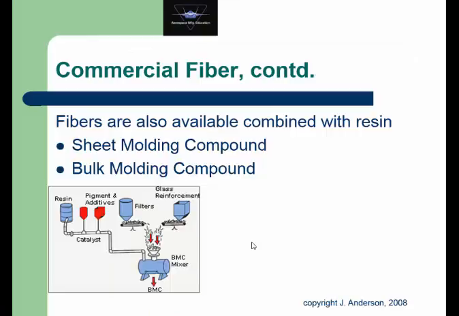So the raw material for compression molding is typically either SMC or BMC, sheet molding compound or bulk molding compound. And I have another video here that shows how we make sheet molding compound.